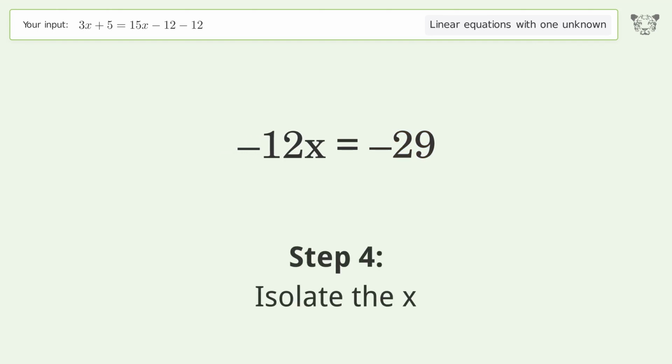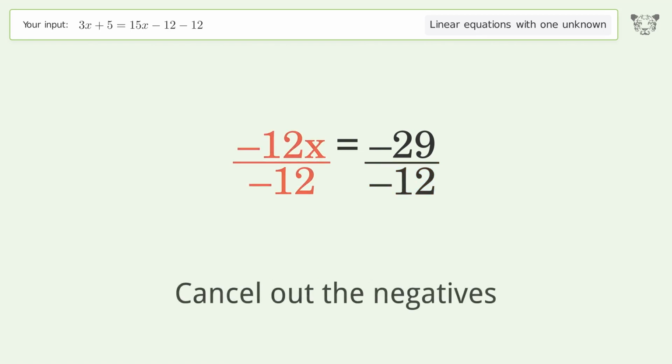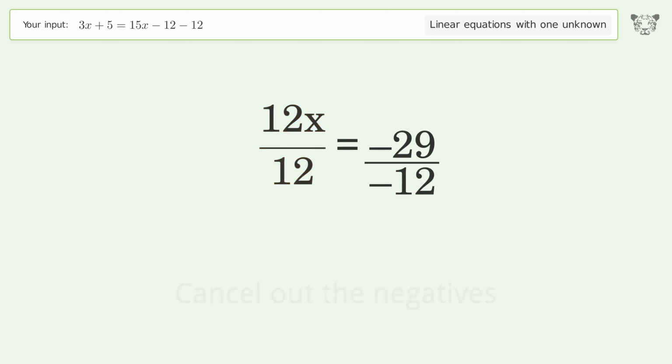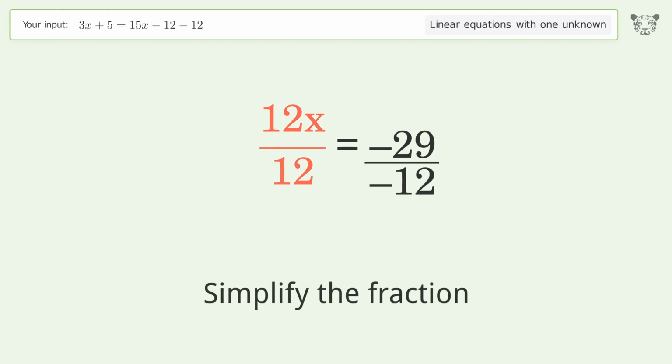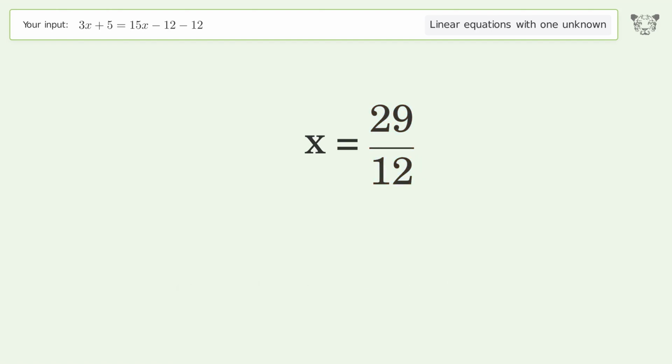Isolate the x. Divide both sides by -12. Cancel out the negatives. Simplify the fraction. Cancel out the negatives. And so the final result is x equals 29/12.